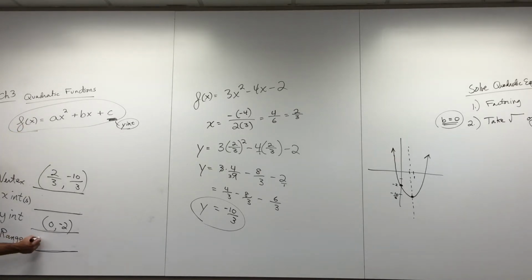You want to fill in this range? What's this range? I'm going to just write y is greater than or equal to negative 10/3. Yeah, that's the range. All right, what else?